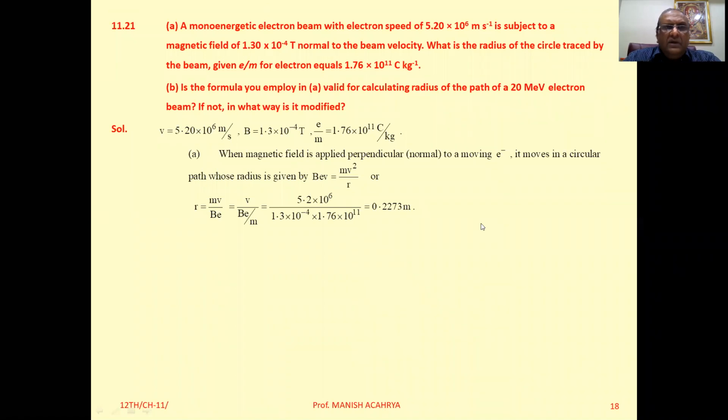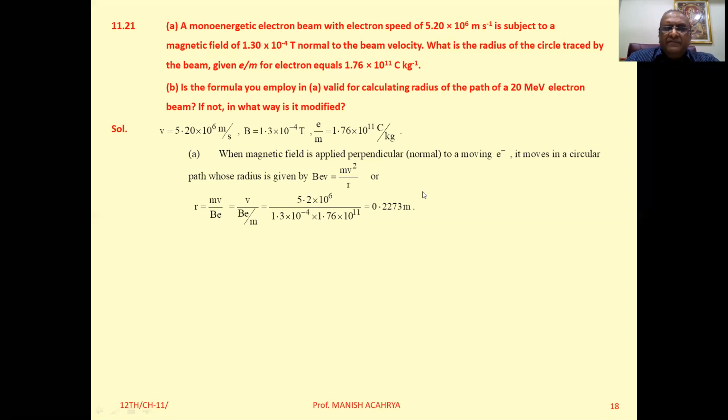11.21. A monoenergetic electron beam with electron speed of 5.2 into 10 raised to 6 meter per second is subject to a magnetic field of 1.3 into 10 raised to minus 4 Tesla, normal to the beam velocity. What is the radius of the circle traced by the beam? Given e by m for electron equals 1.76 into 10 raised to 11 coulomb per kilogram. B. Is the formula you employ in A valid for calculating the radius of the path of a 20 MeV electron beam? If not, in what way is it modified?